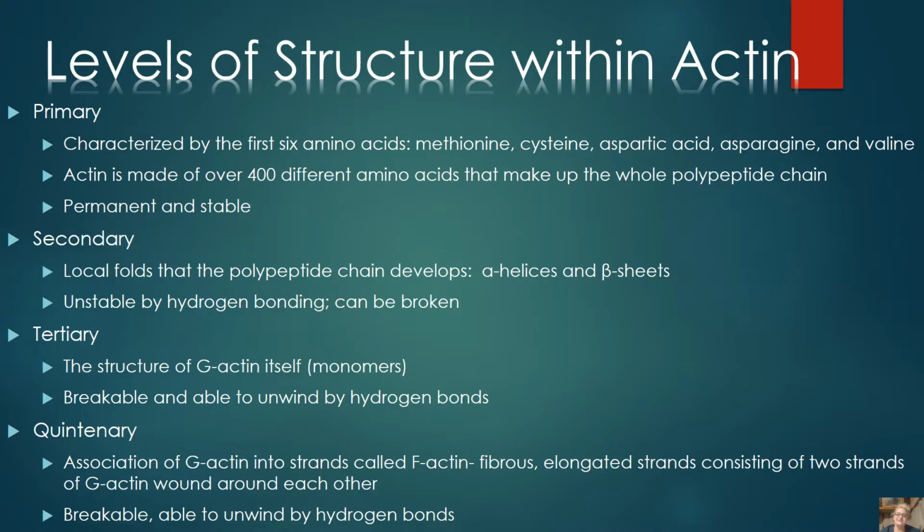Secondary structure is characterized by the local folds that the peptide chain develops: alpha helices and beta sheets. This is what secondary structure is. And then tertiary structure is the structure of the G-actin itself, the full monomer, with the beta sheets, the alpha helices, the primary structure of the 6 amino acids and all of its covalent bonds. That is tertiary structure, everything put together.